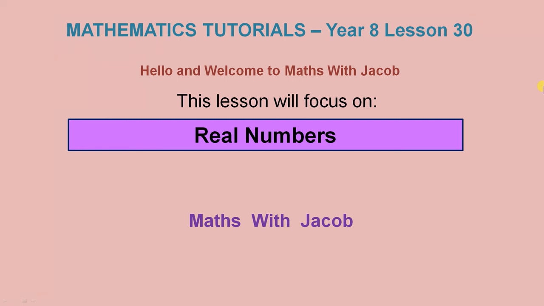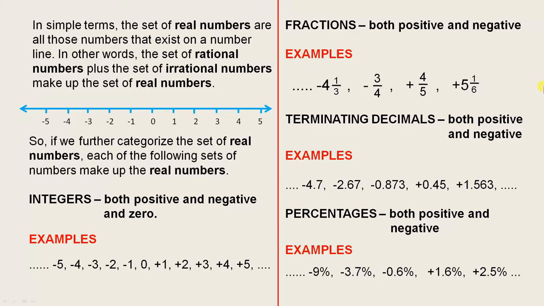This lesson will focus on real numbers. In simple terms, the set of real numbers are all those numbers that exist on a number line. In other words, the set of rational numbers plus the set of irrational numbers make up the set of real numbers. So here's a basic sketch of a number line. It continues infinitely in both directions, and every single number that's contained on that number line is a real number.